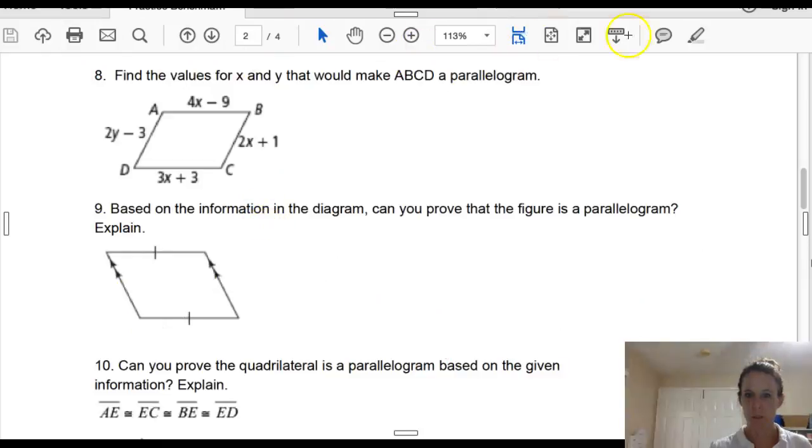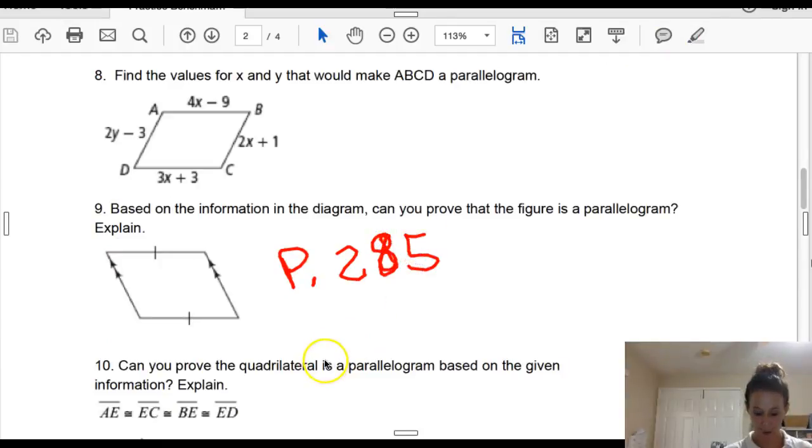Okay, I just looked up the page to make sure you know all of the ways that you can prove a quadrilateral is a parallelogram. In your student book, it's on page 285. Make sure you look up all those ways. The theorem that I was referring to is theorem 49. That's the one that says one set of opposite sides needs to be both congruent and parallel. All right, let's go to number 10.